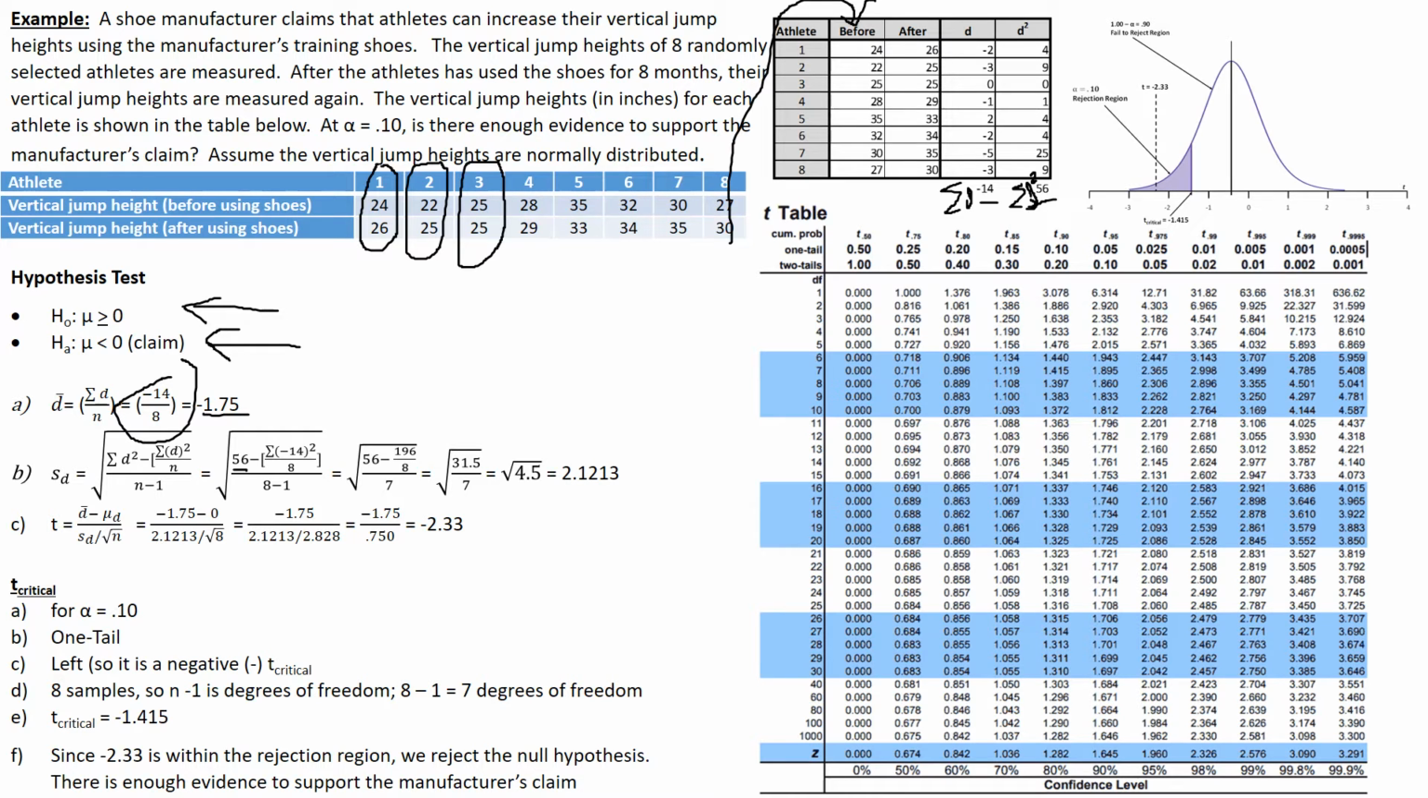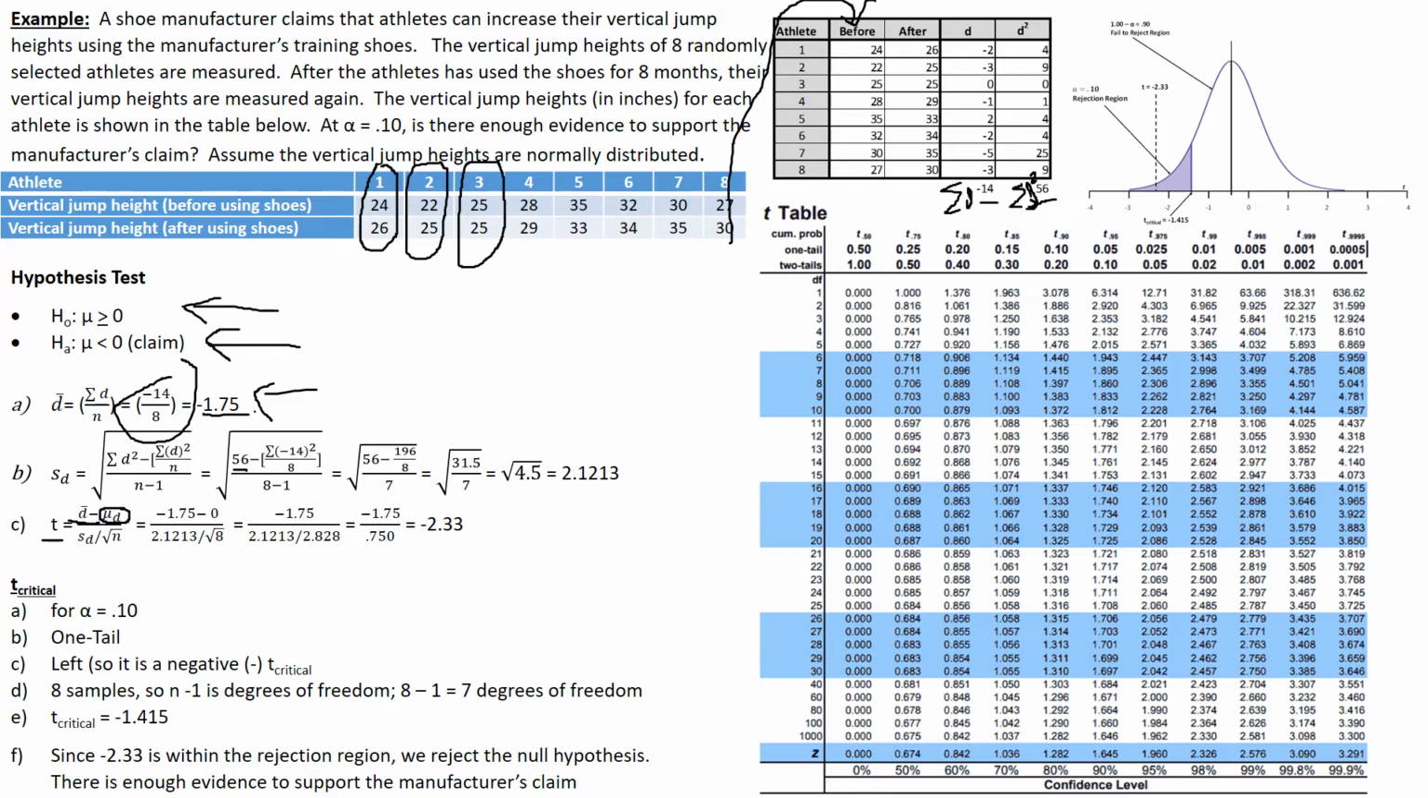Square root it, and we get 2.1213. So now we can finally find our t-score. It's my d bar right here, the thing I found earlier, negative 1.75. As before, my mu is assumed to be 0. So negative 1.75 all the way across here.